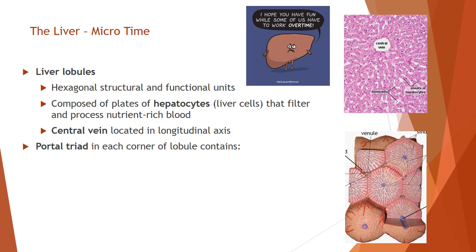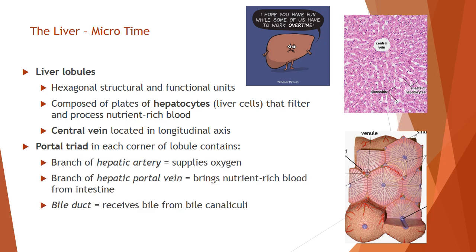The portal triad, you've got to know what the portal triad is. It's found in each corner of one of these hexagonal structures, and it's got a few parts to it. It's got a hepatic artery. It's got the hepatic portal vein, which is the one that's actually involved with bringing in the nutrient-rich blood from the intestines. The hepatic artery supplies oxygen to keep these living cells alive, and then you have the bile duct, which deals with bile.